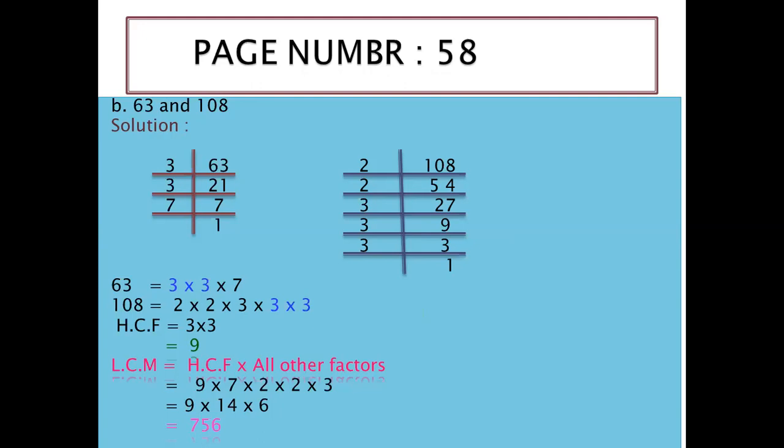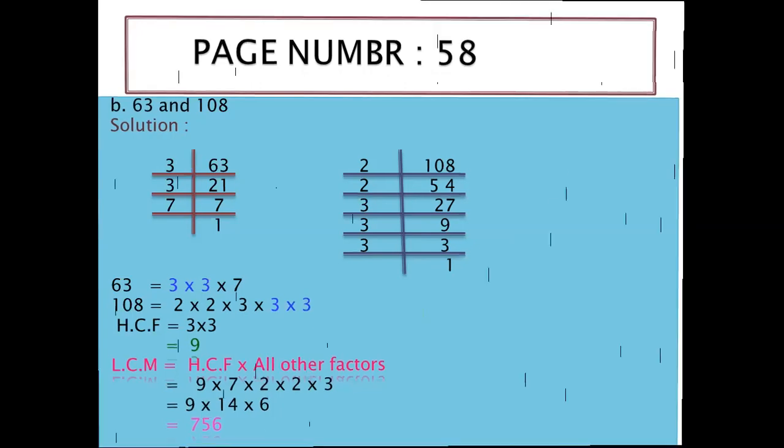And in 108, how many numbers are left there? 2 multiplied by 2 multiplied by 3. We write also 2 multiplied by 2 multiplied by 3. Now the LCM is 9 multiplied by 7 multiplied by 2 multiplied by 2 multiplied by 3. After the multiplication of all these numbers, the LCM becomes 756. The LCM of 63 and 108 is 756 and HCF is 9. HCF will always be a smaller number because it is the highest common factor. So that's why the highest common factor will be the smaller and the least common multiple will always be a greater number.